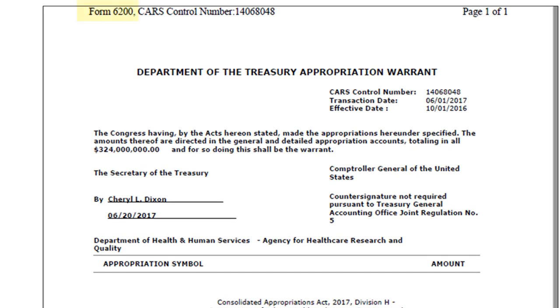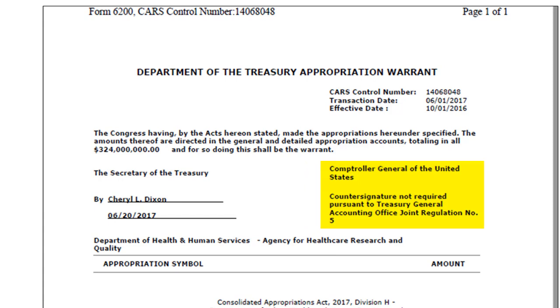The Treasury Warrant is Form 6200. It contains several pieces of information. A Central Accounting Reporting System, or CARS, control number for Treasury's use. The transaction and effective date. The effective date will normally be the first day of the fiscal year. A statement recognizing the appropriation with the total amount of the warrant. An authorization by a person representing the Secretary of the Treasury. A statement that GAO countersignature is not required.